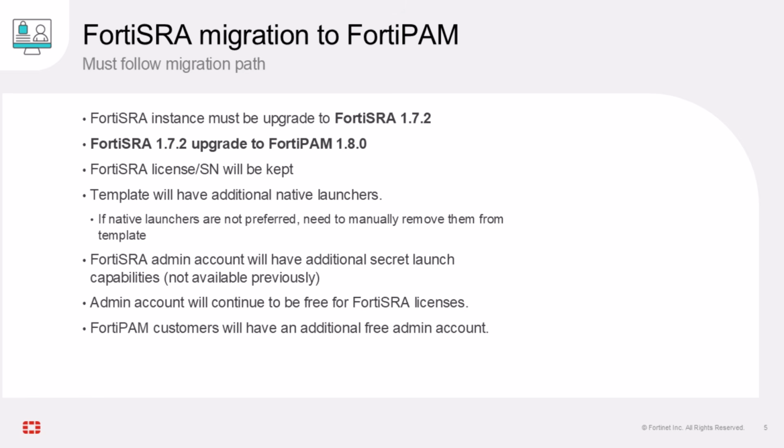So to begin, the FortiSRA instance must be upgraded to FortiSRA 1.7.2, which ensures compatibility with FortiPAM 1.8. Once this is upgraded, the FortiSRA environment can be migrated seamlessly to FortiPAM 1.8, preserving all the existing FortiSRA licenses and serial numbers. The template imported during migration now includes additional native launchers, providing enhanced session launch options.